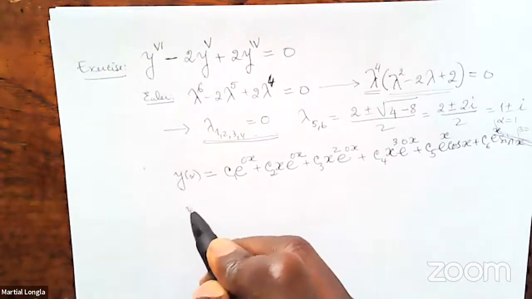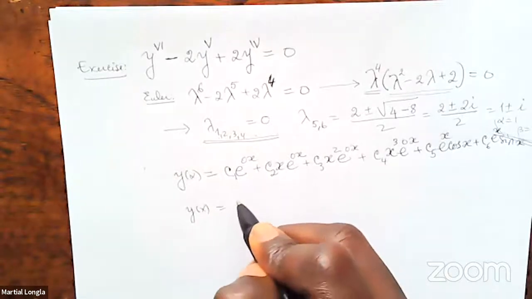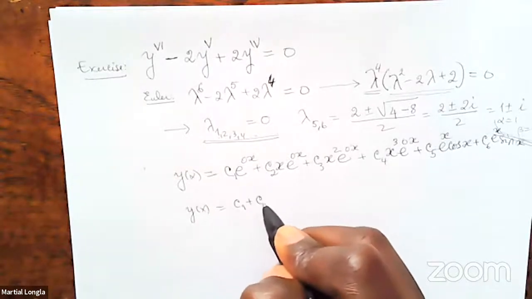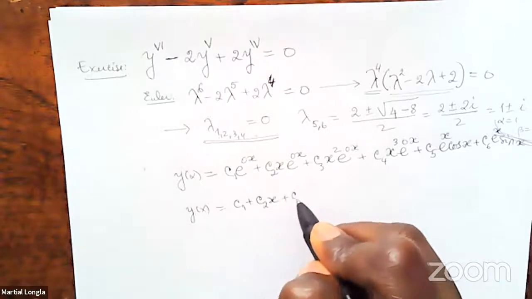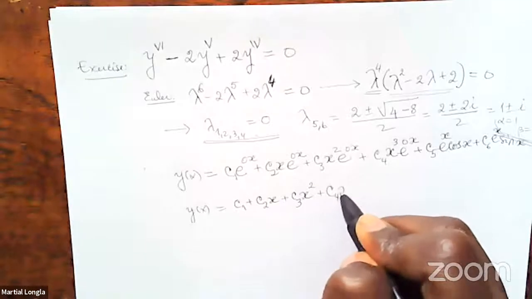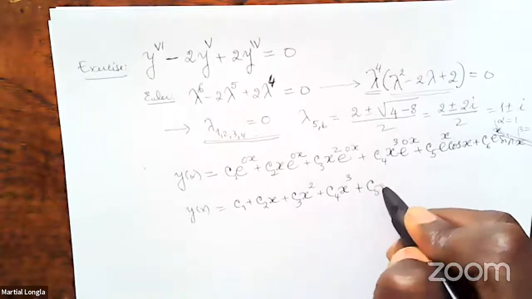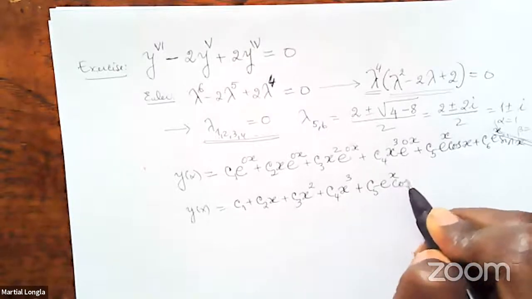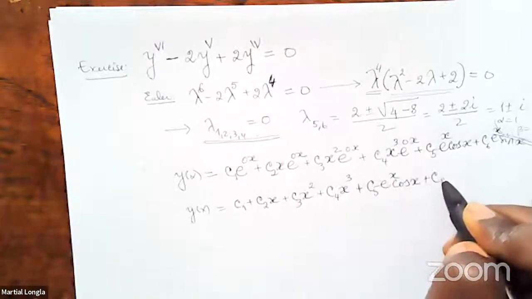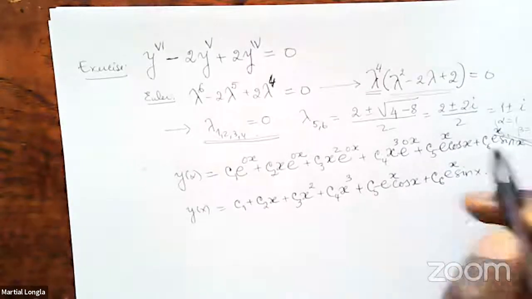And so here you can do the work out, and what you get is C1, C2 x, C3 x squared, C4 x cubed, and then C5 e to the x cosine x, C6 e to the x sine x. That's it.